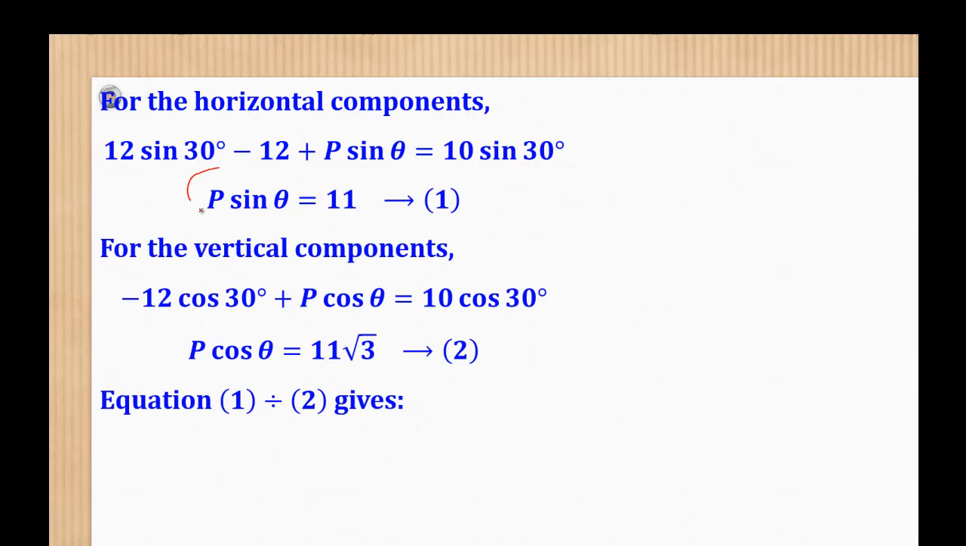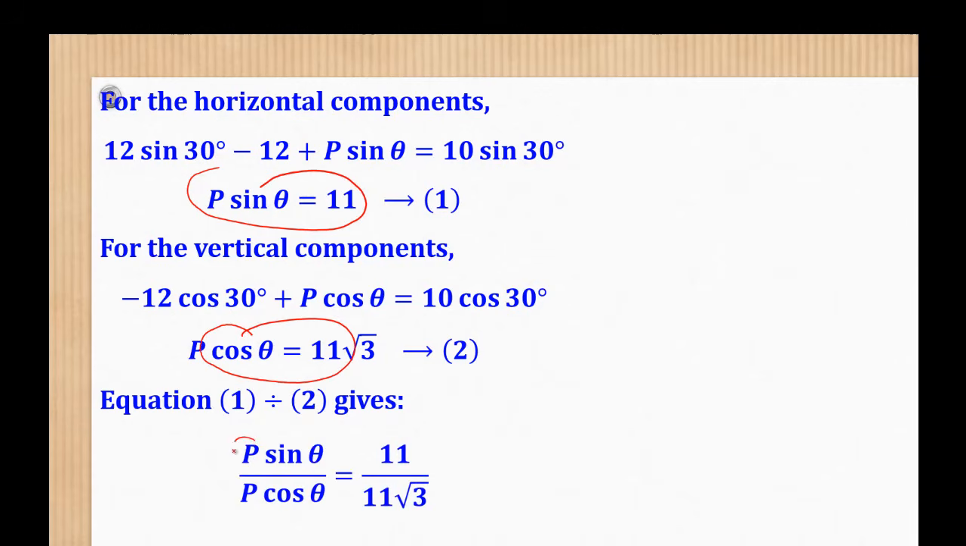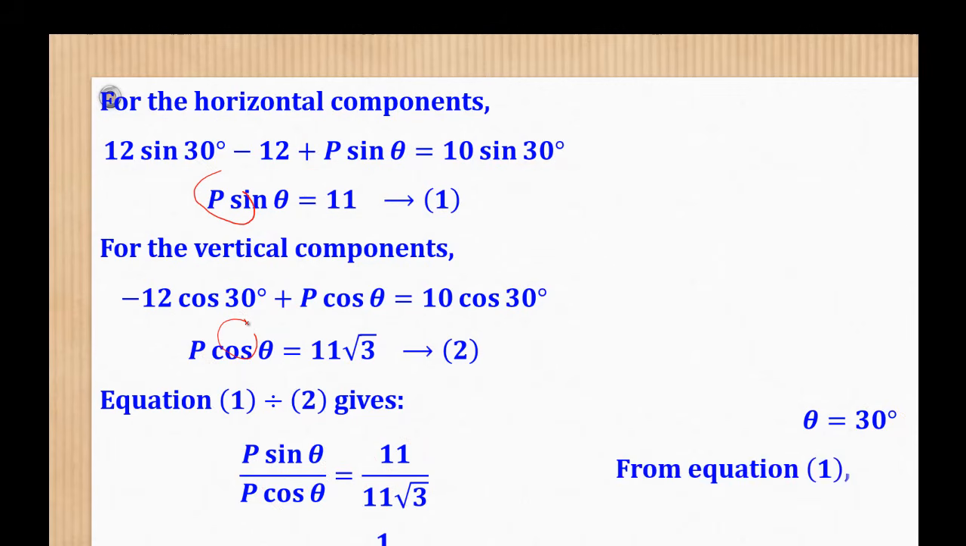So equation 1 divided by equation 2, we shall come up with that. Then you realize that P can cancel and also 11 can cancel to remain with 1 over root 3. And this sine over cos will become tan. Then using a calculator, the value of theta will be 30. And after knowing theta, I can use either equation 1 or equation 2 to get the value of P. So using equation 1, substitute theta to come up with the value of P as 22. And that's what they wanted.